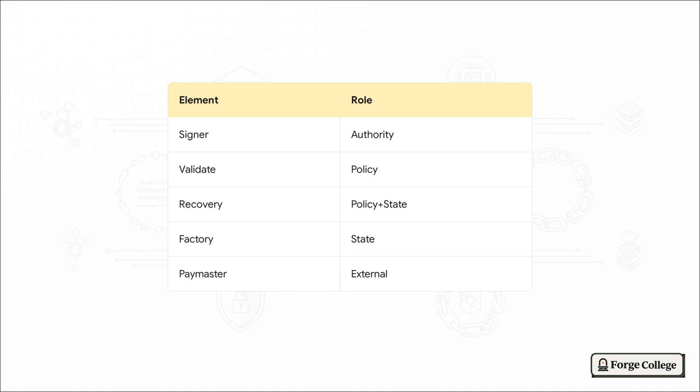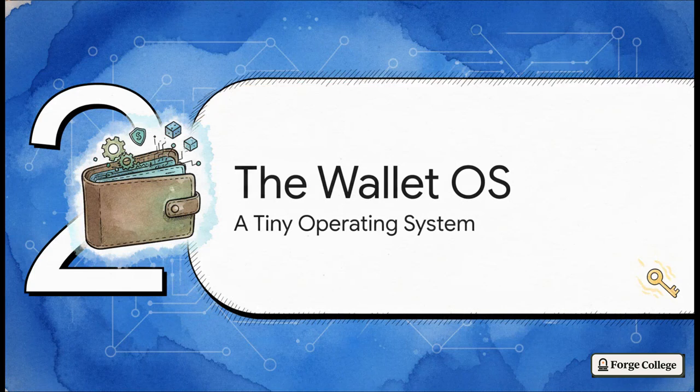And the paymaster? That external service covering your gas fees that just kept rejecting your sponsored operations? That sits entirely external to the wallet's internal authority. By mapping the messy real-world code to these conceptual buckets, you immediately understand exactly why a specific element might be failing. Moving right along to Section 2, the Wallet OS, a tiny operating system.